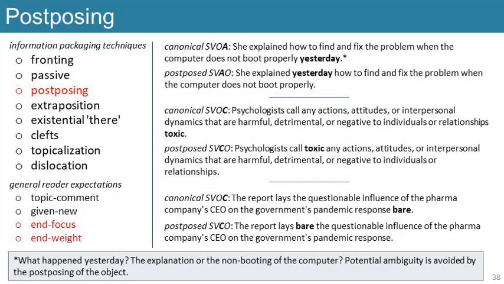Writers remove constituents from their canonical position and place them at the end of the sentence in order to comply with the principles of end focus and/or end weight. The postposed versions of the sentences here have a much weightier conclusion than their canonical equivalents, and they place the focus on the element in the sentence that the writer considers the most important. Postposed structures can be easier to process or disambiguate.